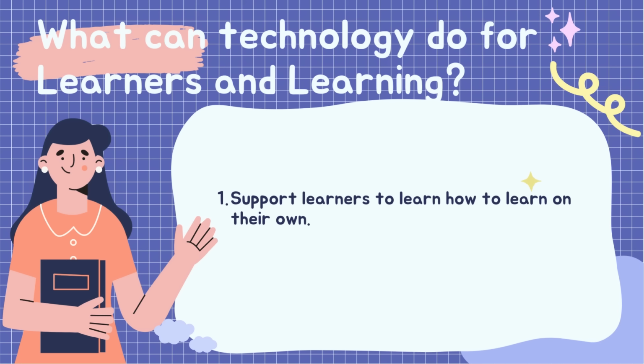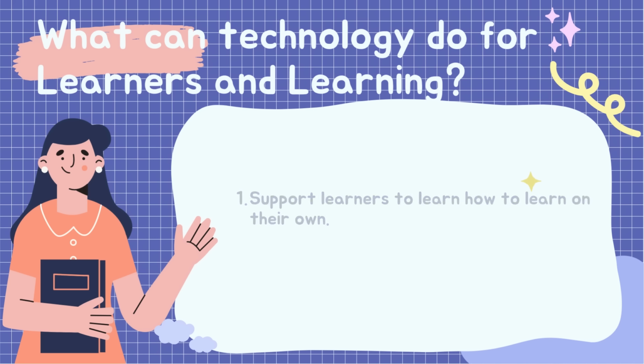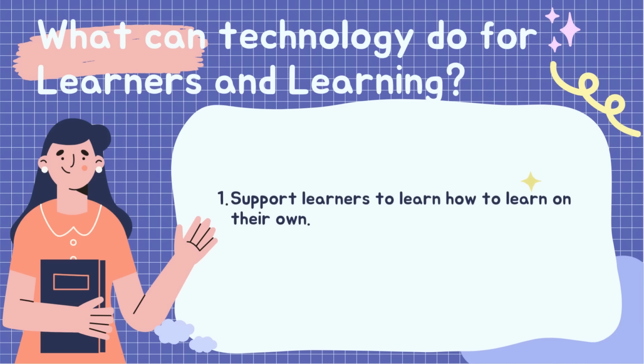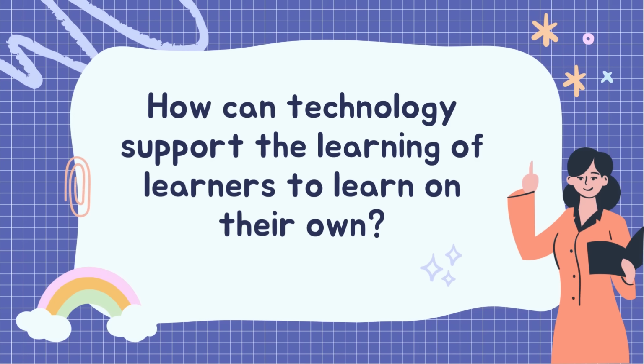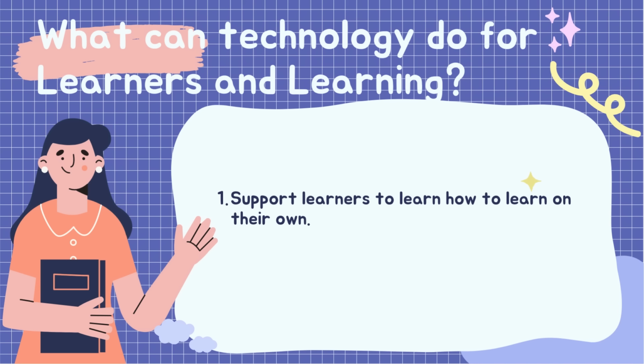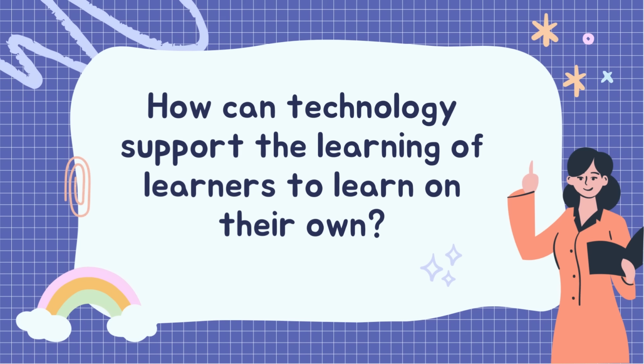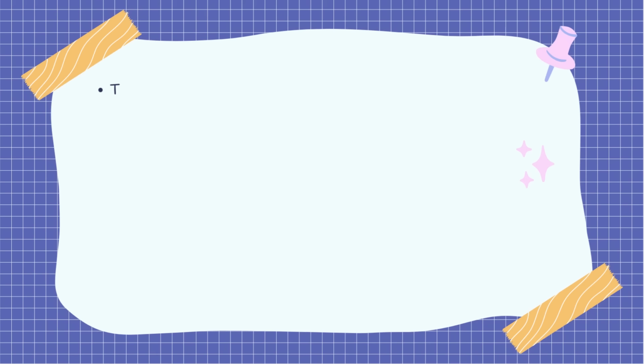Now, let us answer the next question. What can technology do for the learners and learning? Number one is that it provides the learners the means to learn how to learn on their own. How can technology support the learners to learn on their own?